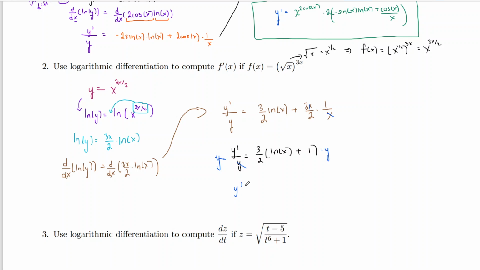All right, so we get y prime equals 3 over 2 times the natural log of x plus 1. And then we multiply by y. And I would highly recommend multiplying by just the simplified one, not the original one. So we get x to the 3x over 2 power. Technically we were asked for f prime of x, so if you want, just take this last step, switch y prime to f prime of x, and then you'll officially be done. But that's all we've got to do.